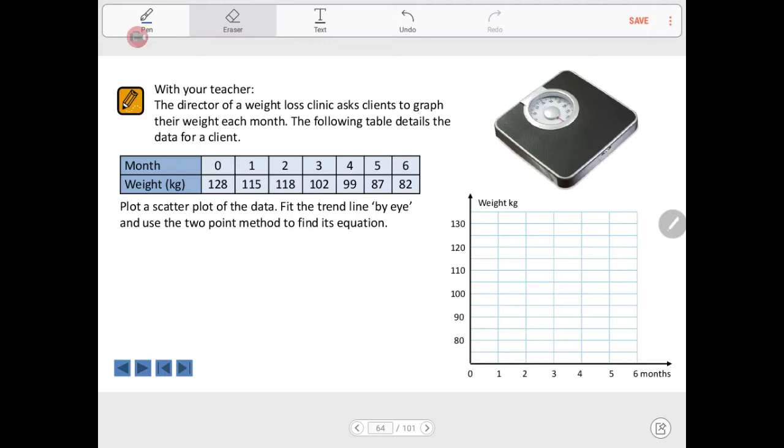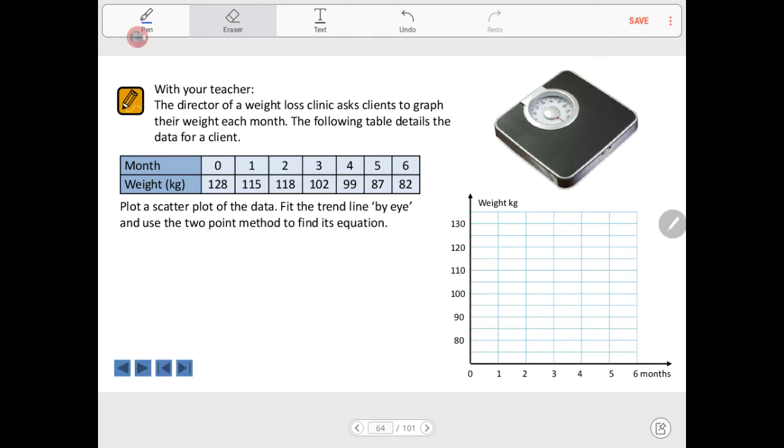In this example, Holyoke College math students, we're going to complete a scatter plot of some data. We're going to fit a line to that data, and then we're going to find the equation of that line. So when I say we're going to fit a line to that data, we're going to put a line of best fit on the data points.